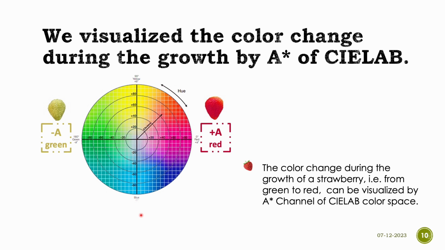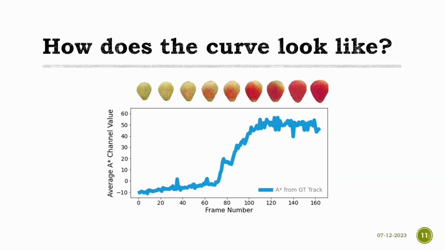But in this case, we visualize the color change by the A channel of the observations, because it exactly quantifies the color change during the biological development of our object, the strawberries. A curve for such a growth from green to red looks like this. For this evaluation task, we selected the tracking results from StrongSORT, which combines the use of motion information and appearance features. We associated the tracking results to the ground truth bounding boxes so that we could plot them again on the same curve.